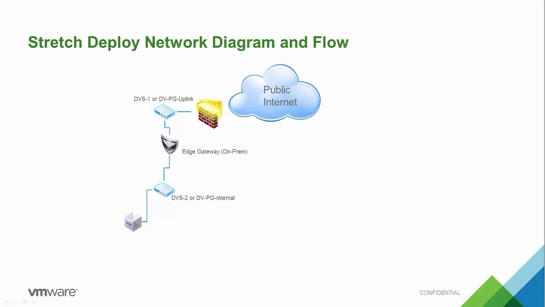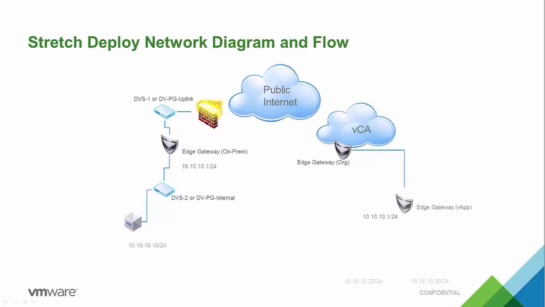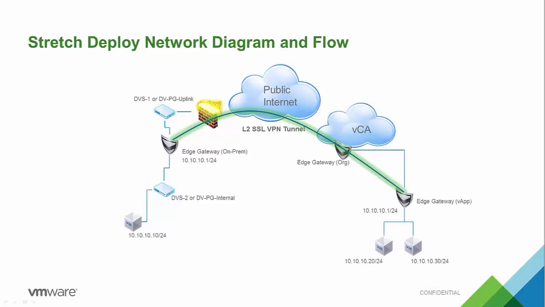On the vCloud Air side, we can see we have an org edge gateway. This comes as standard with every environment. It's the gateway in and out of the environment. Next, you can see as part of the process, the SSL VPN is established between the on-prem vShield Edge gateway, passes through the edge gateway on the VCA side, and terminates at another edge gateway, which is part of the vApp network, where we are going to be stretching the virtual machine to. You can see on both sides the network is exactly the same.